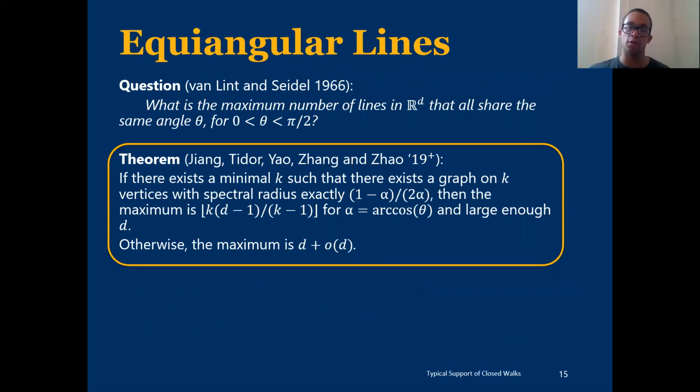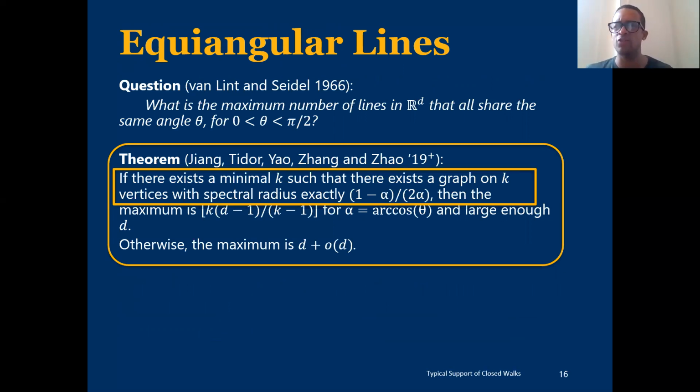Okay, so shifting gears a little bit, there's this old problem which asks, what's the maximum number of lines in d-dimensional real space that all share the same angle? This was solved a couple of years ago by a team at MIT in a very nice result. The thing I want to highlight is that the condition they use to differentiate between the different scenarios is a condition that depends on an adjacency matrix, which you might find surprising.